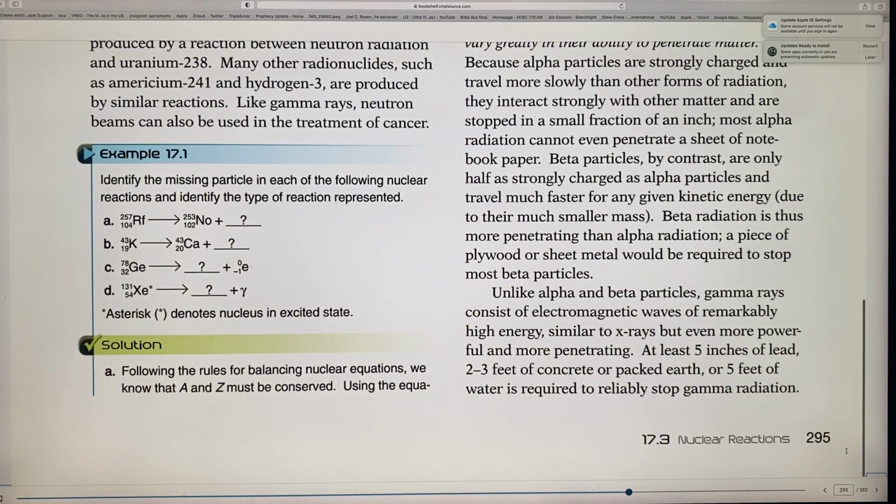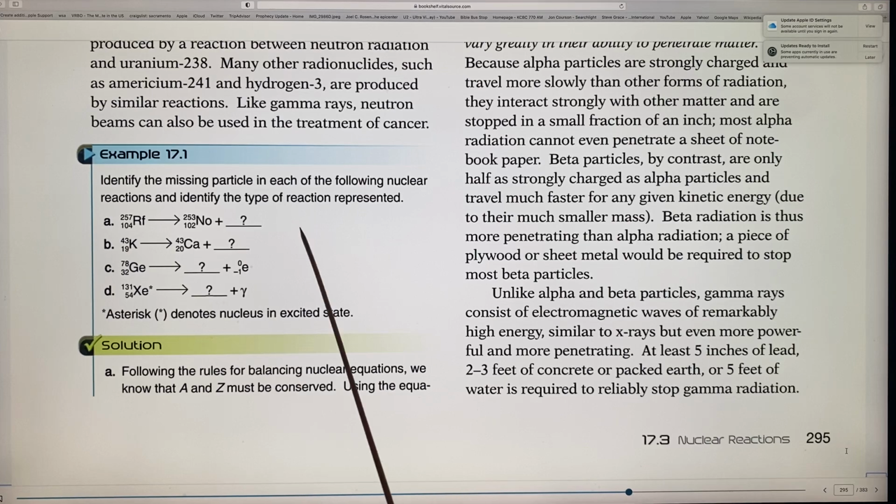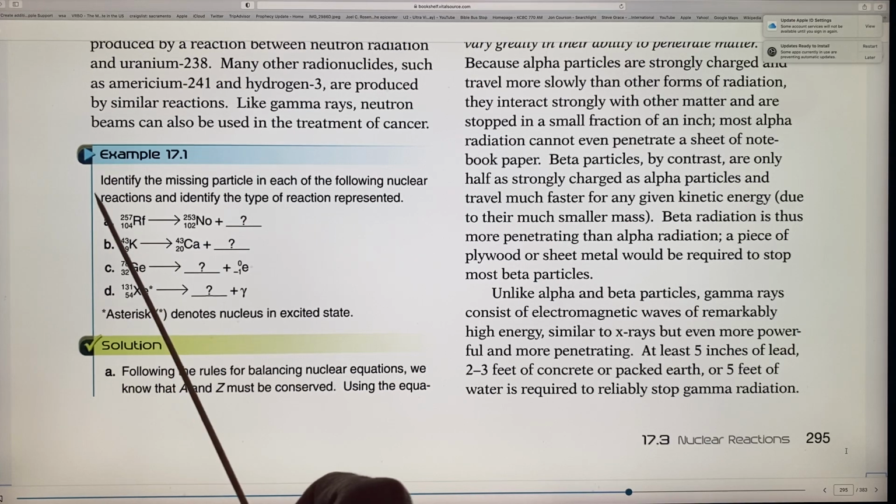So let's do these problems here. We'll do the problems in a little bit, and then we'll stop in just a bit. Identify the missing particle in each of the following nuclear reactions. So, this first one. Let me just show you how to do this here.